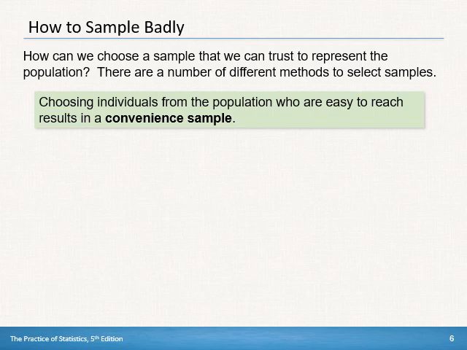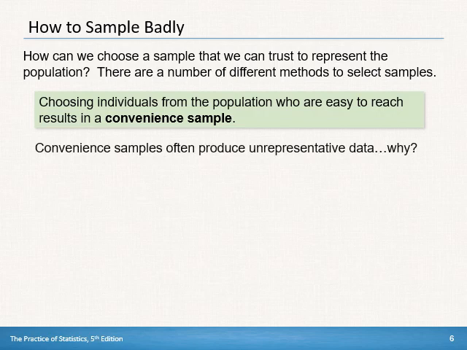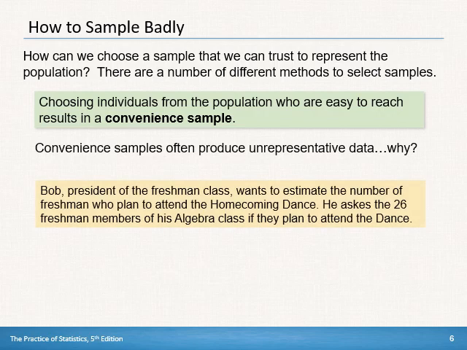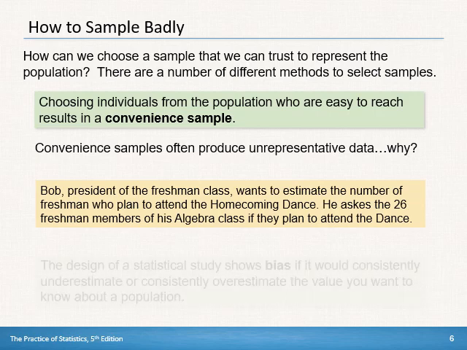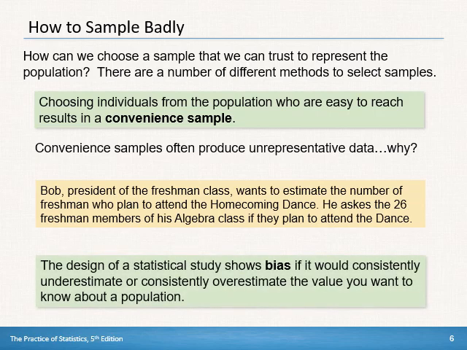You may not be dating anybody, and so you may not be a representative sample, in which case that would lead to bias, okay? So here's an example. Bob, president of the freshman class, wants to estimate the number of freshmen who plan on attending the homecoming dance. He asked just the 26 freshman members of his algebra class if they plan to attend the dance. Problem with that is that there may be bias, right?